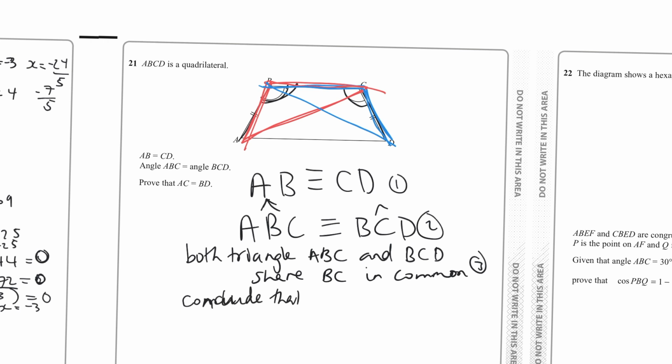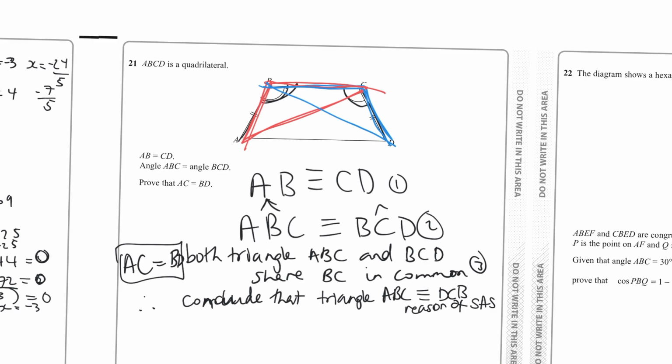that. So yeah, the last bit is you want to conclude, stating that the triangle ABC and DCB, with reason of the same side. So conclude that triangle ABC is equal to DCB with reason of the same side and the same angles. So therefore, AC is equal to BD. Okay, hope that made sense.